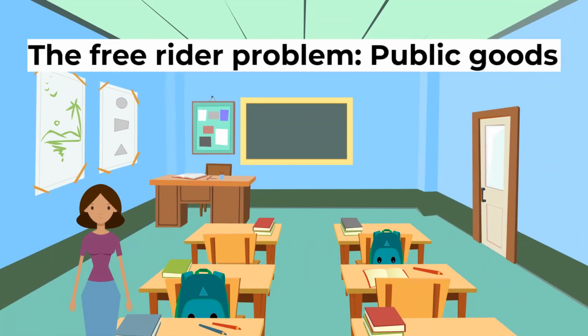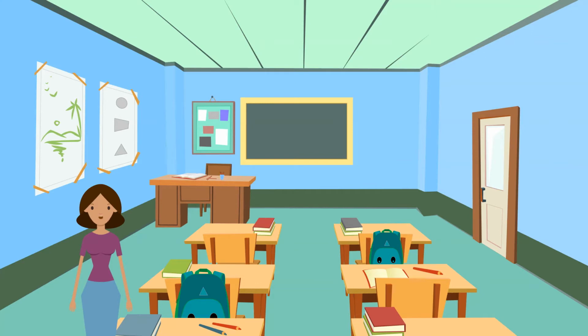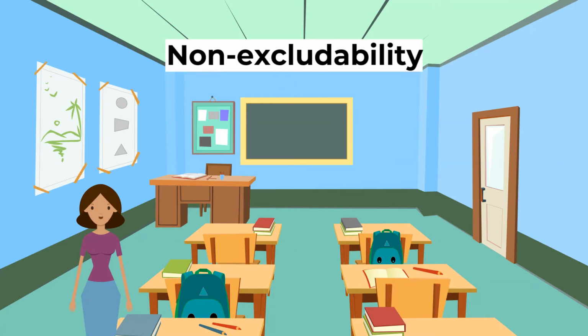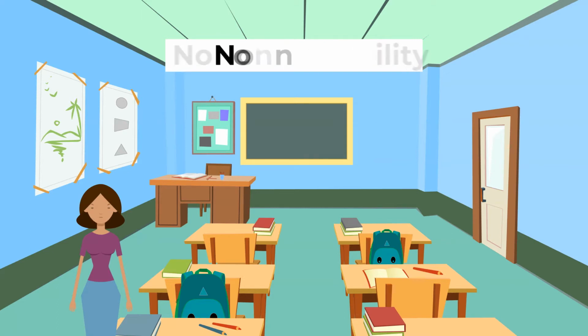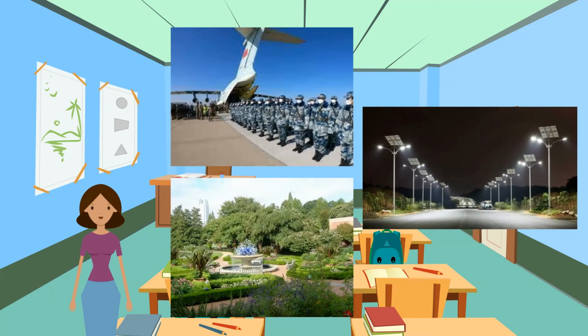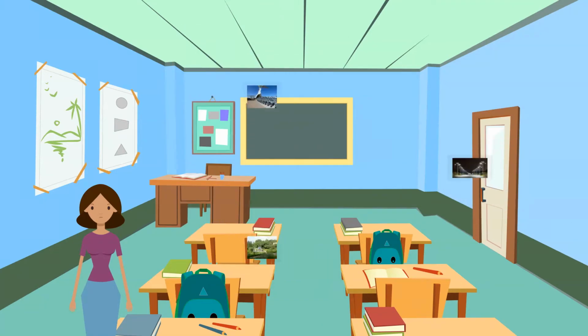Let's look specifically at public goods and the free rider problem. A public good is a classic free rider problem because public goods have two characteristics. Firstly, they have non-excludability. You can't stop anyone from consuming goods. Secondly, they have non-rivalry. Benefiting from goods or services does not reduce the amount available to others. Therefore, public goods like national defense, street lighting, and beautiful gardens may not be provided in a free market.